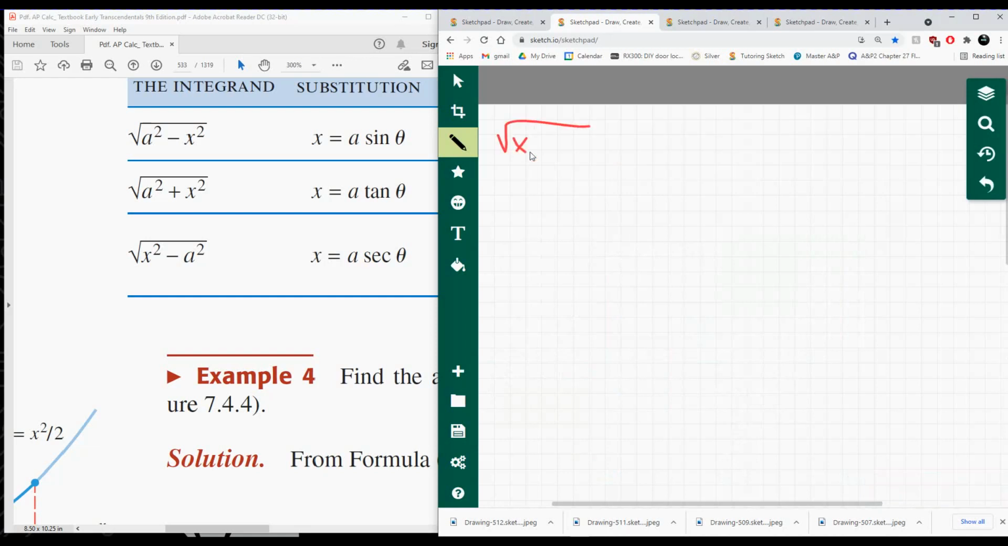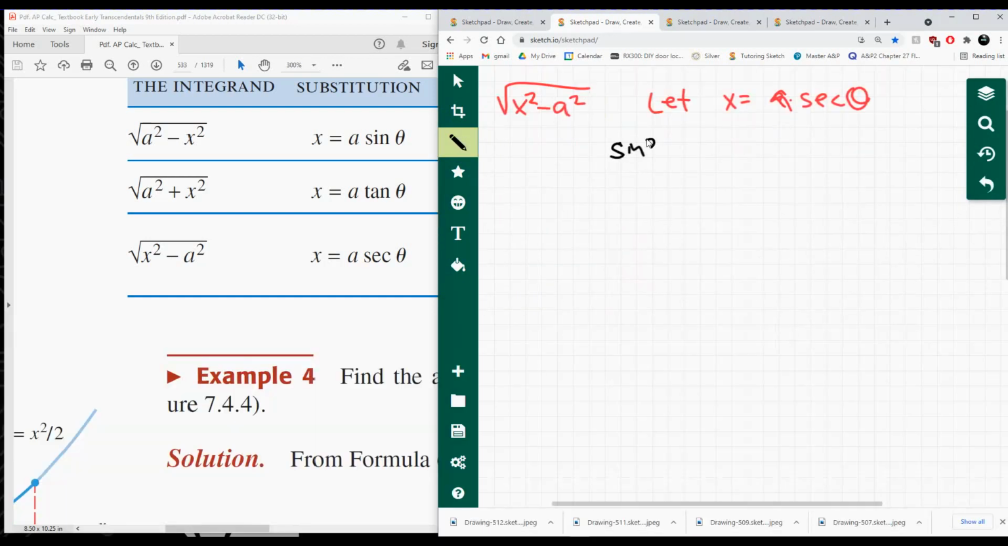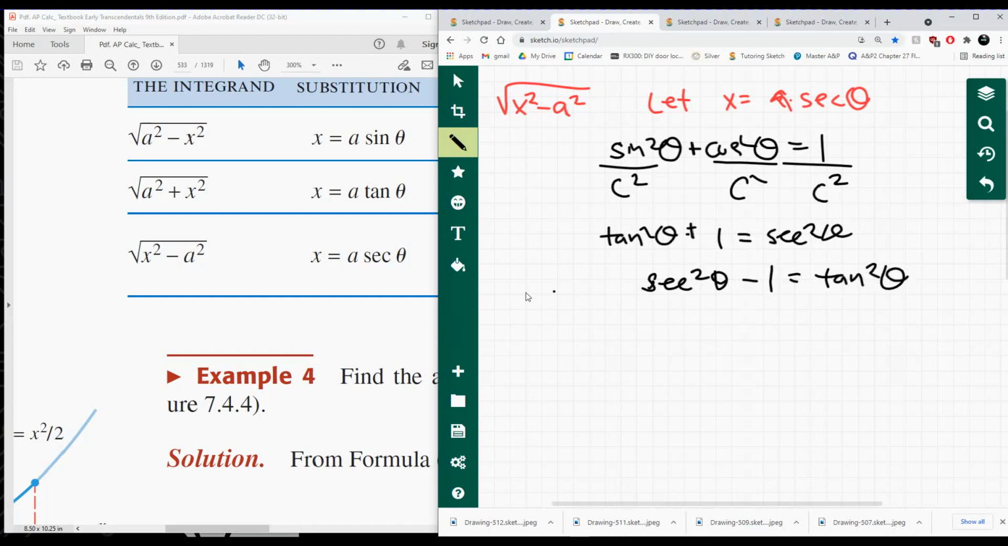So we have the square root of x squared minus a squared. Let x be equal to a times secant of theta. Now, as we recall, when we do our trig identity, we have sine squared theta plus cosine squared theta is equal to 1. So when I divide everything by cosine squared, I get tangent squared theta plus 1 is equal to secant squared theta. And so secant squared theta minus 1 is going to be equal to tangent squared theta. And that's what we expect.